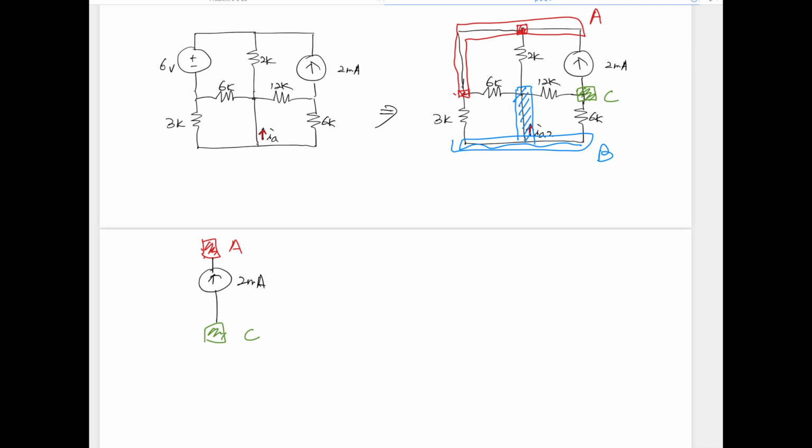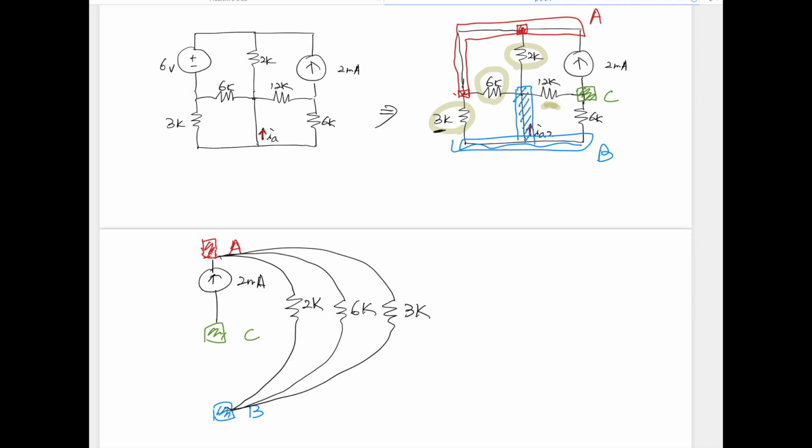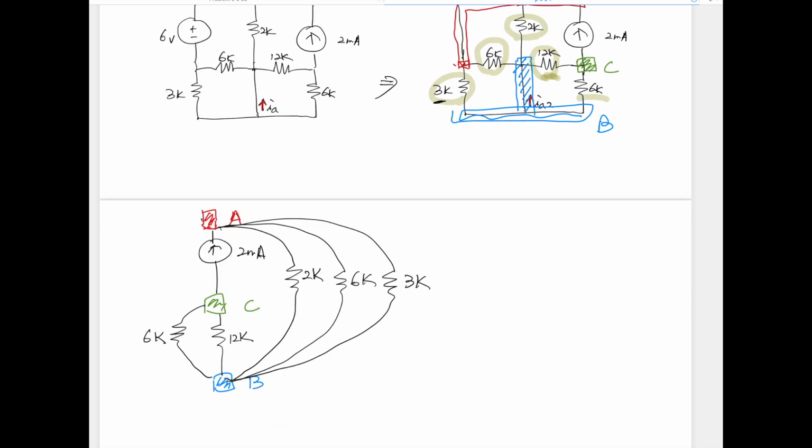Then when we look at this 2 kilo ohm resistor, where is it? That is between A and B. So that 2K, we need to connect A to B. That is 2K right there. Now what about 6K? 6K is also node A to B. Done. And we have 3K right here. That's also node A to B. Done. And then now we have this 12K, which is B to C. Done. Now what about this 6K? B to C. Now we can clearly see which two resistors are parallel, right?